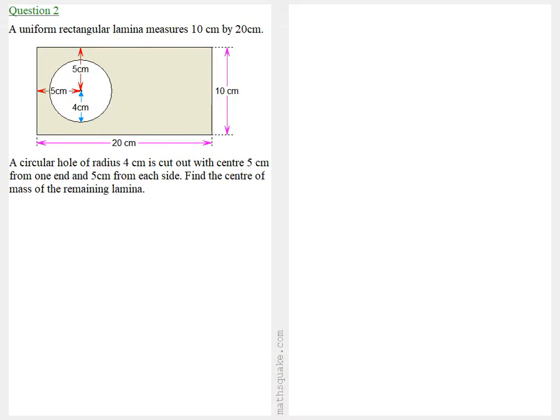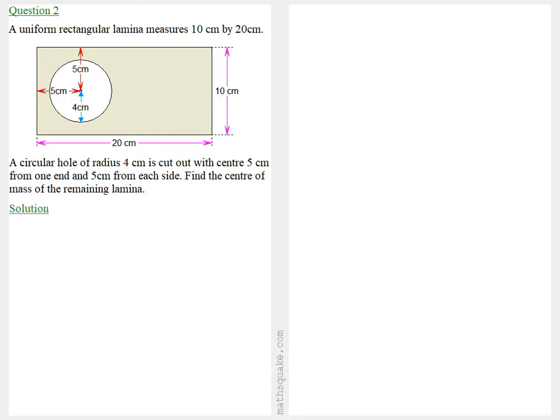In question 2, we're told a uniform rectangular lamina measures 10 centimetres by 20 centimetres. A circular hole of radius 4 centimetres is cut out with a centre 5 centimetres from one end and 5 centimetres from each side. Find the centre of mass of the remaining lamina.